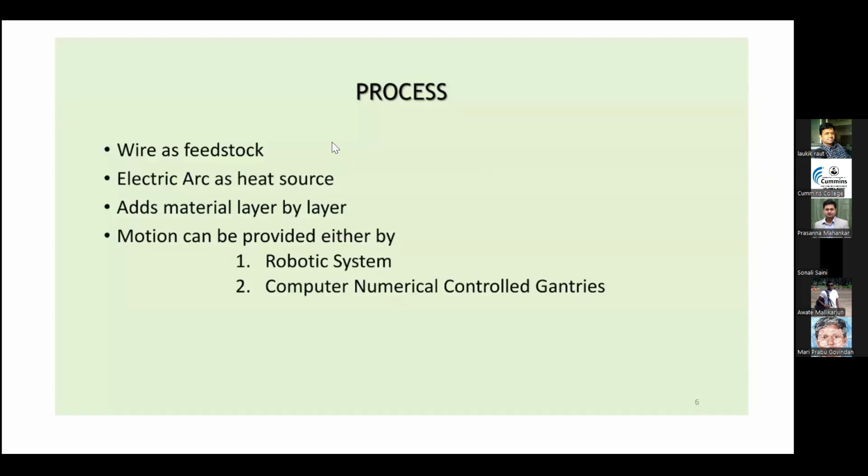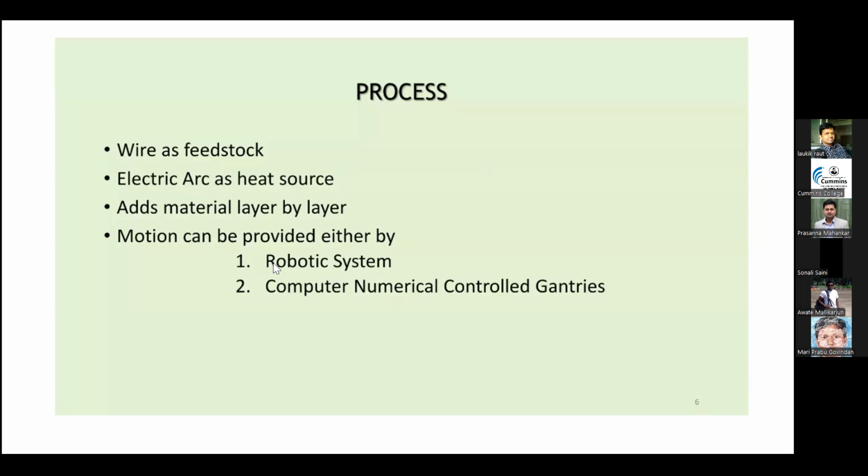Now I will tell you what exactly the process is, what we do in wire arc additive manufacturing. We are using wire as a feedstock, that is raw material, and then an electric arc is generated. The electric arc is the heat source to melt the material, and then we are depositing the material layer by layer.